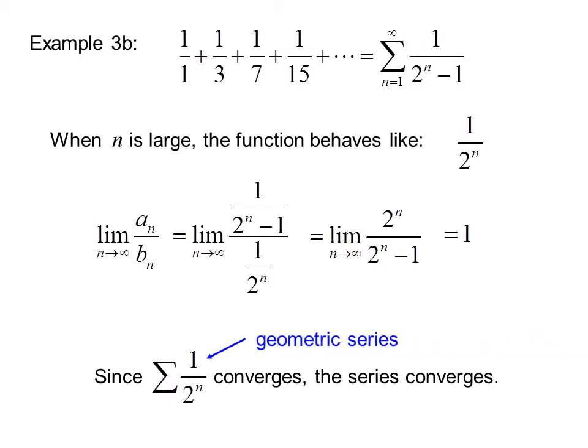Since the summation of 1 over 2 to the n converges, because it is a geometric series, and our limit was between 0 and infinity, the series converges.